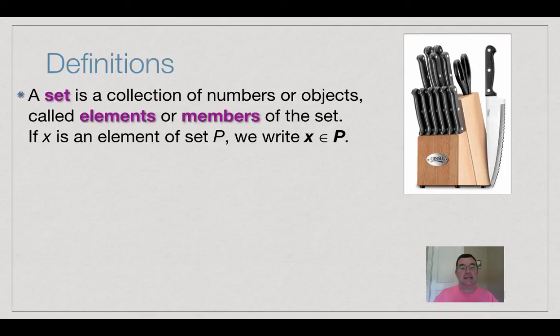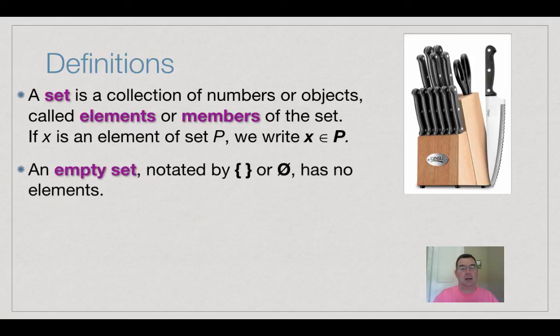So we'll start by saying that a set is just a collection of numbers or objects. Those objects are called elements or members of the set. And if X is an element of the set P, then we write X ∈ P. That funky E means "is an element of" the set P.